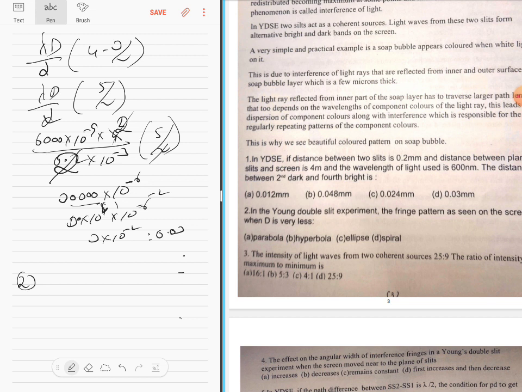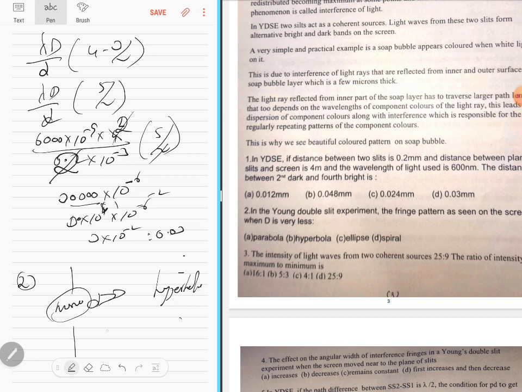So when it's hyperbolic, there are different patterns that will be formed. Let's study when it will be hyperbolic. When will the interference pattern in Young's double slit experiment be hyperbolic or parabolic? So here I give you another hint. When the slits are really wider, which means the slit width, small d, is greater, then the interference pattern will be hyperbolic.